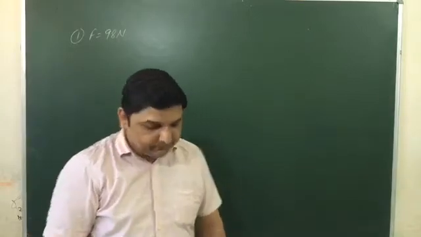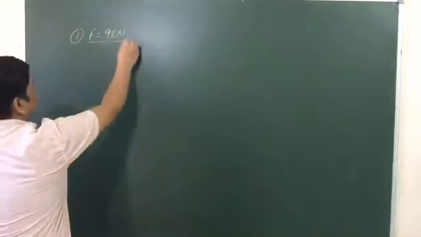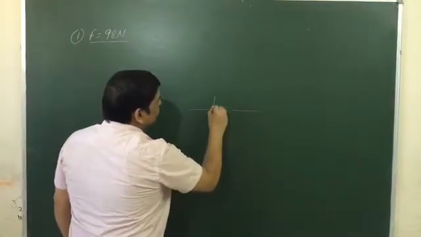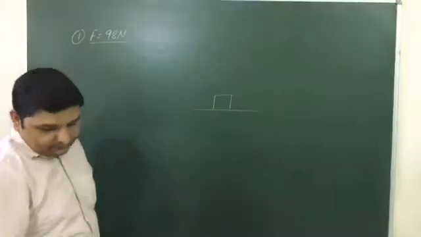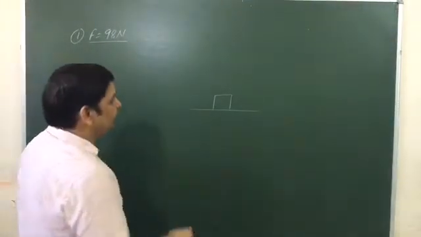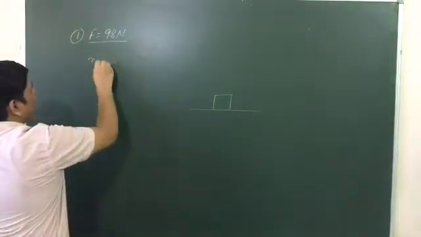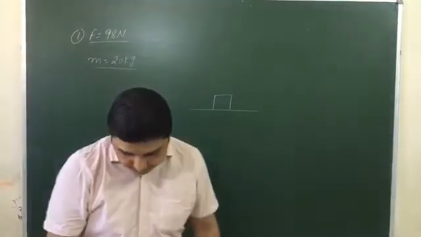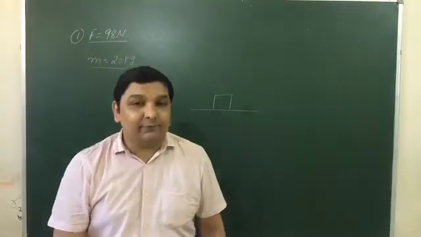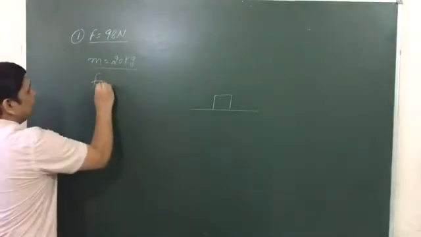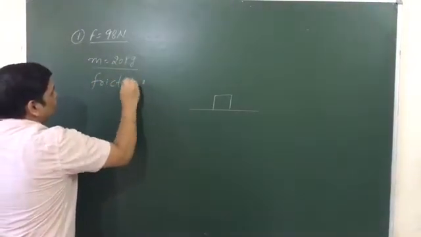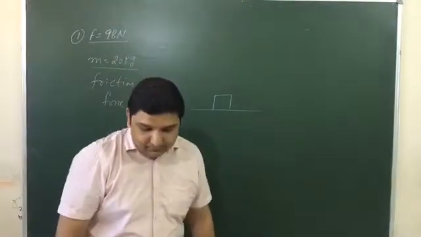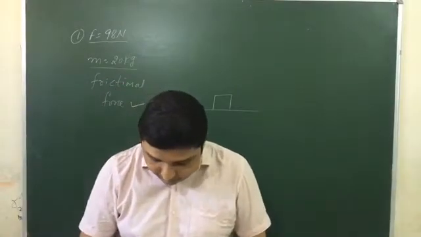In this case, force is given, 98 Newton, and an object of mass 20 kilogram. Mass of object is given, 20 kilogram. Rough horizontal surface means that frictional force also acts in the opposite direction. Calculate the coefficient of friction.